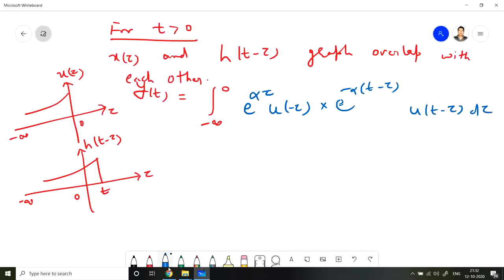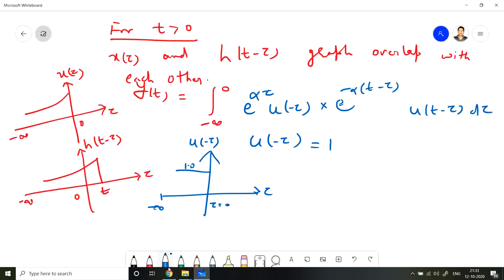So this is our y(t). Now if we analyze u(-τ), if we see the u(-τ) graph: from minus infinity to 0, the value of u(-τ) is 1. For τ less than 0, the value is 1. For other values, it is 0. For τ greater than 0, it is 0. This is the u(-τ) graph, and mathematically you can represent it like this.